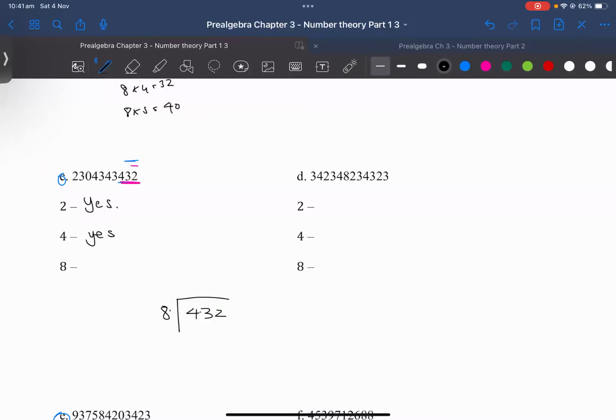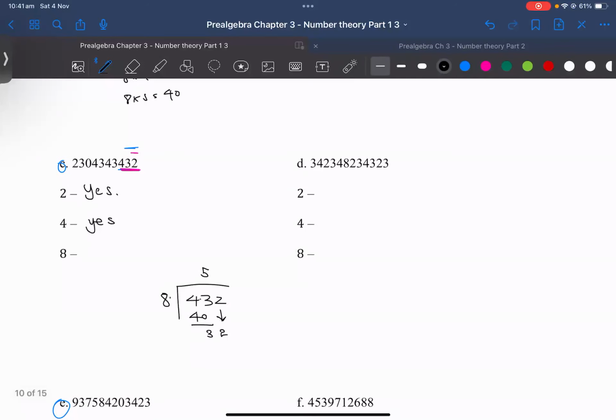43 goes in 8: 8, 16, 24, 32, 40. That's 5 times. 40. 43 minus 40 is 3. Bring the 2 down. 32: 8, 16, 24, 32. That's 4 exactly. 8 times 4 is 32. The remainder is 0.